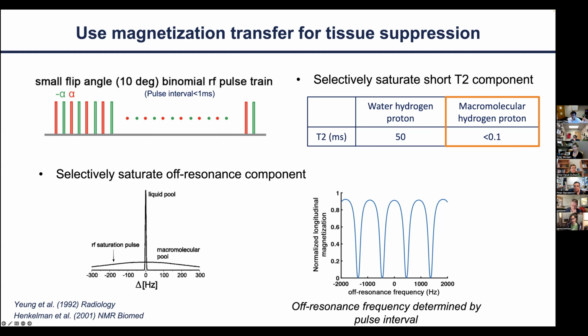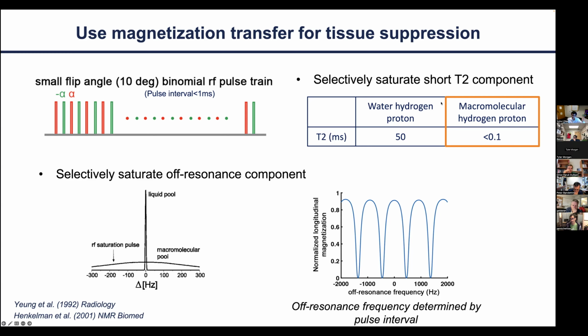So it will selectively saturate the short T2 component. For example, in brain, the large molecules have a very short T2, smaller than 0.1 milliseconds. So the signal from those large molecules will be suppressed. And these large molecules mostly stay in tissue, like gray matter and white matter, while blood has very few of those large molecules.